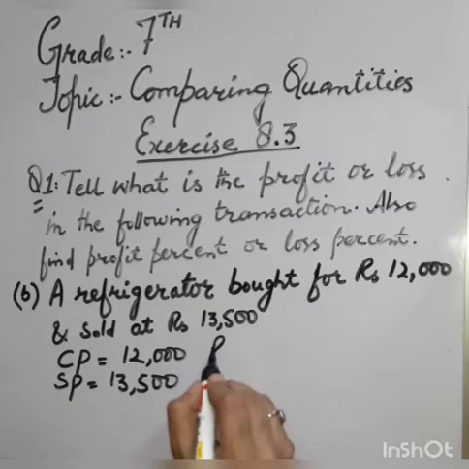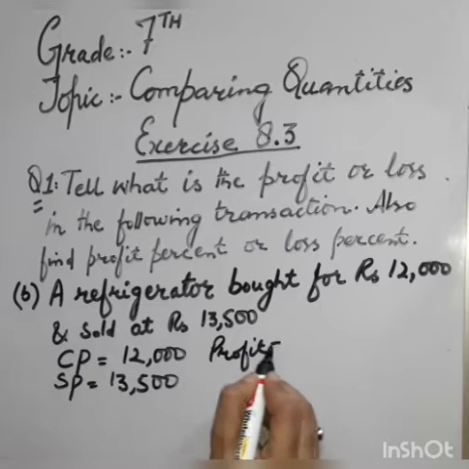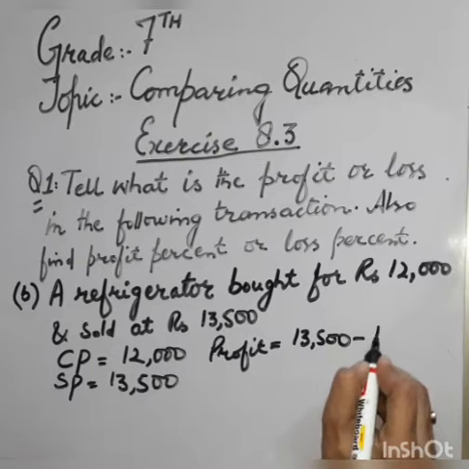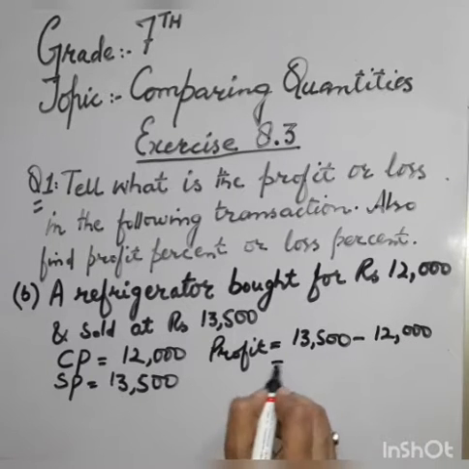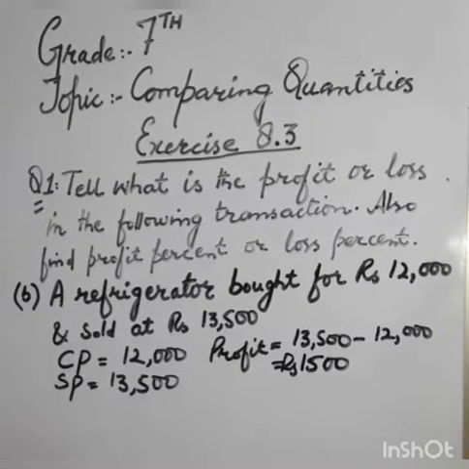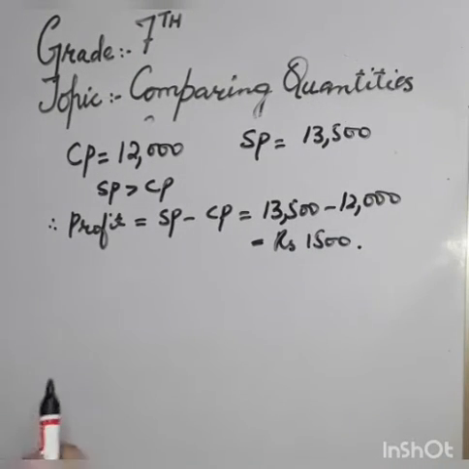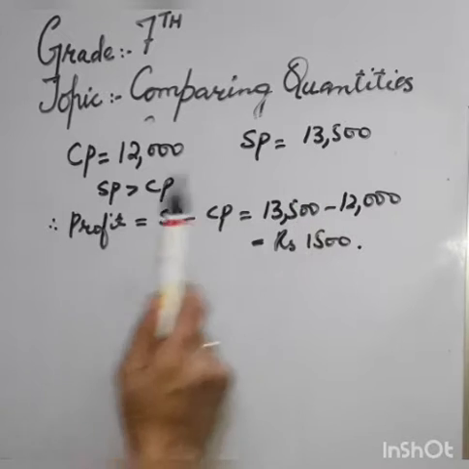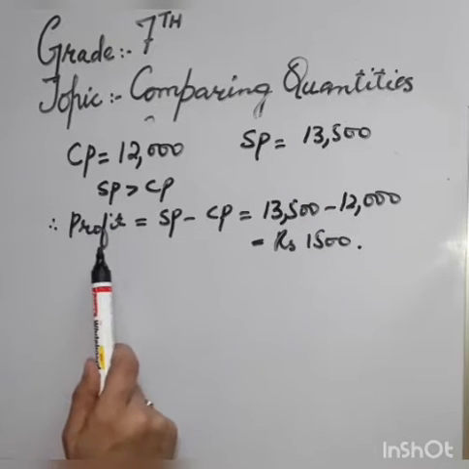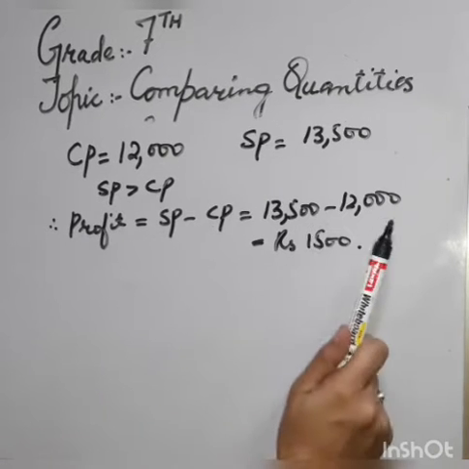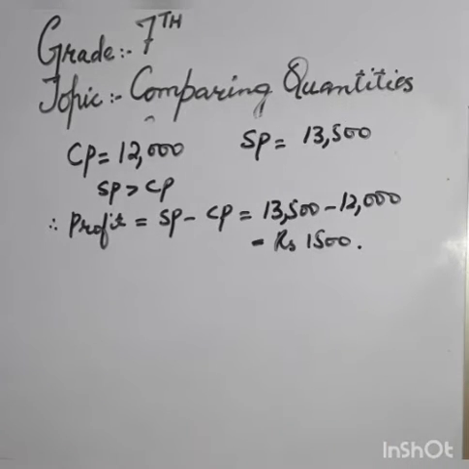So profit will be equal to SP, that is this 13,500 minus 12,000, that is 1,500. So profit is rupees 1,500. Now I have again written it here. CP is 12,000, SP is 13,500, SP is greater than CP. It means there is a profit and profit will be equal to selling price minus cost price, that is 13,500 minus 12,000, which is equal to rupees 1,500.